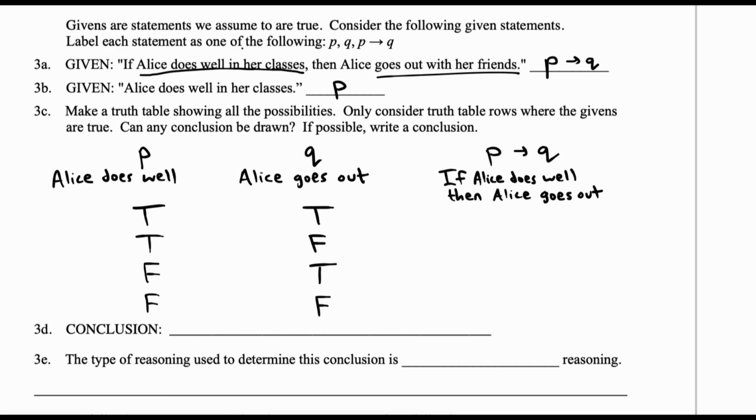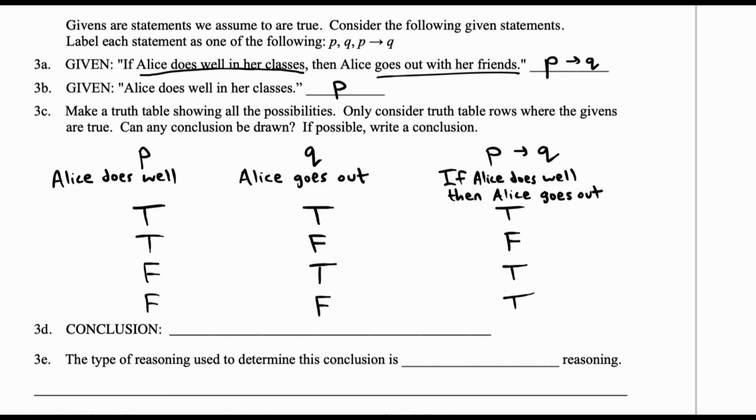If it ever happens that she does well and it doesn't lead to going out, then that would make this statement wrong, because they said it would lead to going out. And so when true leads to false, that is the only way to disprove this statement. It doesn't matter what happens if she doesn't do well, because the statement isn't about her not doing well. It's about what happens when she does well. Okay, so what we have here is T, F, T, T. That's always the form of a conditional.